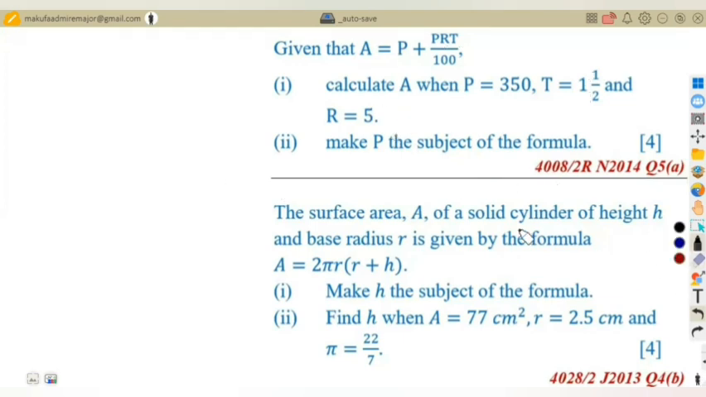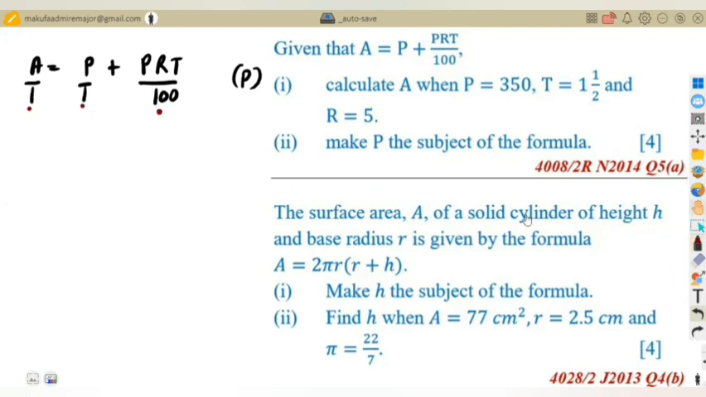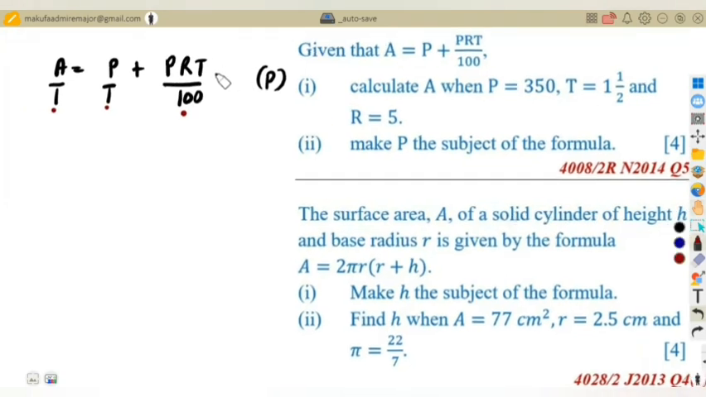Item B, item 2, make P the subject of the formula. A is equal to P plus PRT over 100. And there you are asked to make P the subject of the formula. What can you do? You can remove the fractions. This is same as over 1. This is same as over 1. So the LCM of 1, 1 and 100 is 100 in this case. So we're going to multiply by 100. We multiply here by 100. We multiply here each and every term by 100.